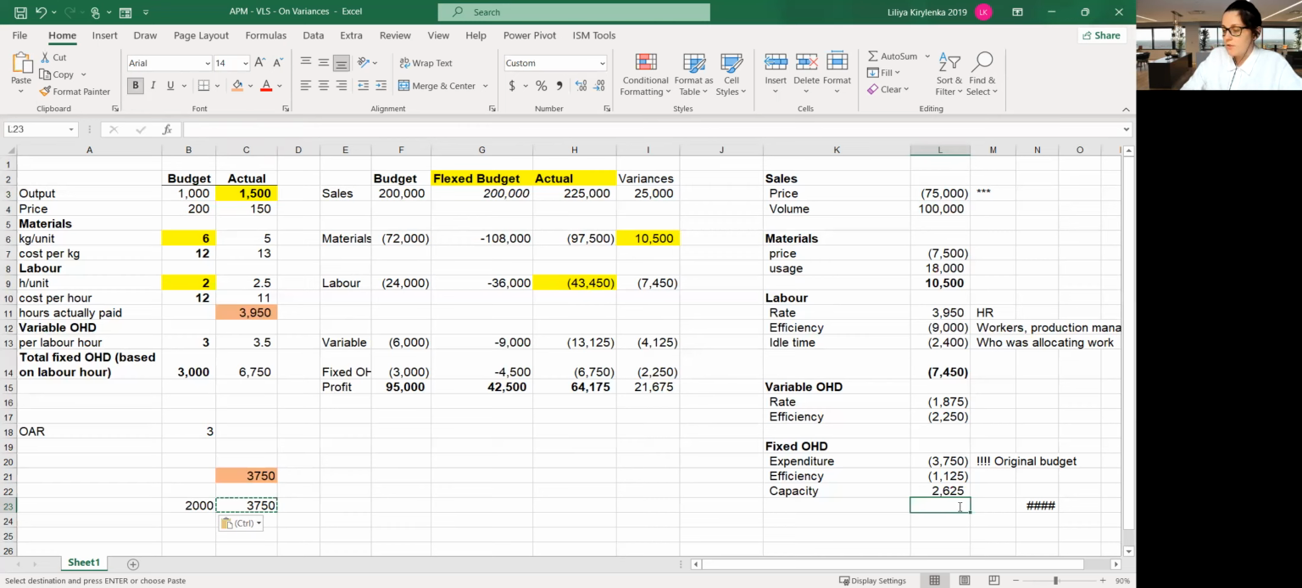And now I'm going to calculate the total for fixed overhead variances. And that is going to be minus 22.50. And look, that is the same that we've got in here. Okay.